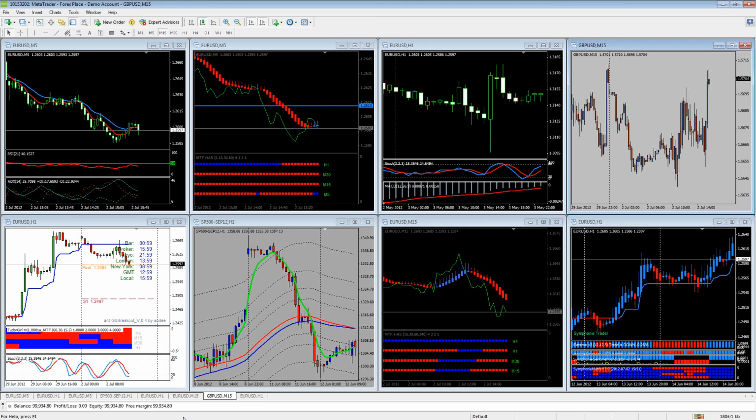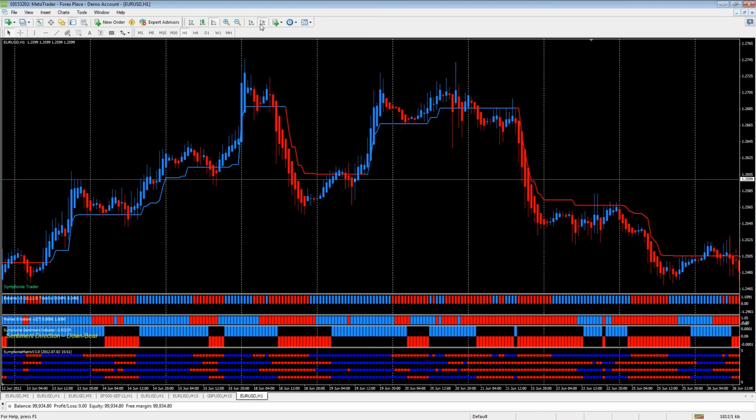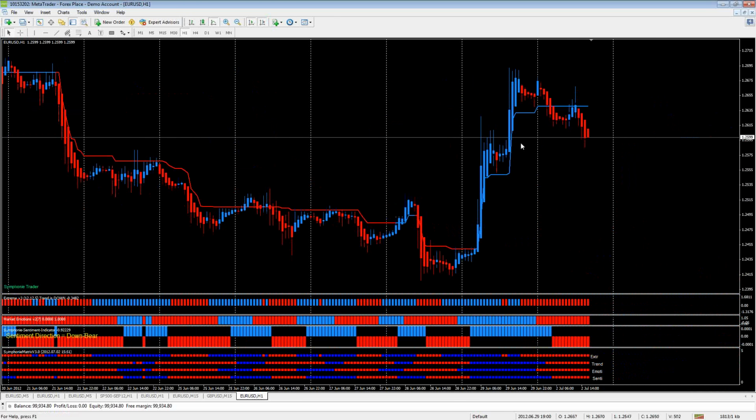So this is it for today. Again, be patient with the market. It looks like it's still looking for direction, and so far it's been kind of going sideways today. Not very sideways, a little bit up, a little bit down.